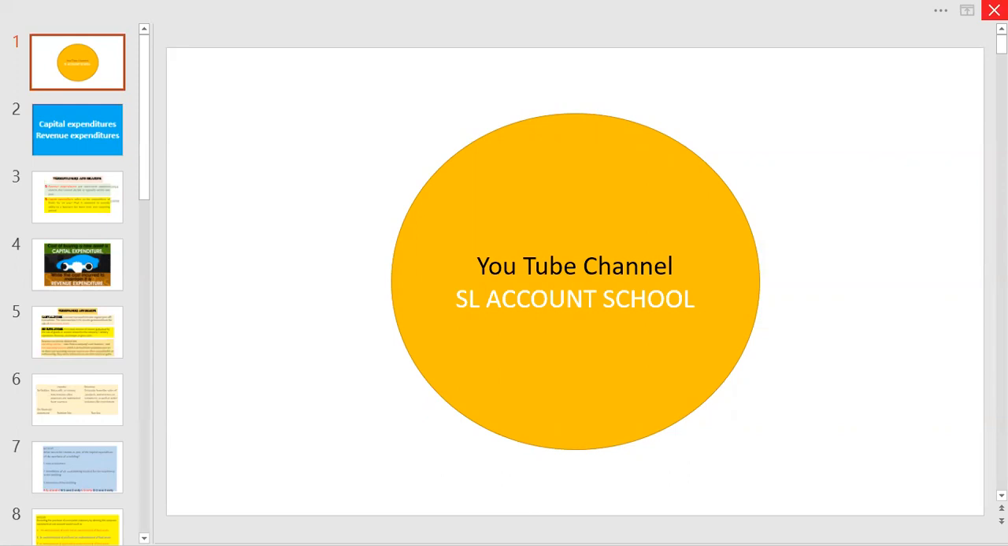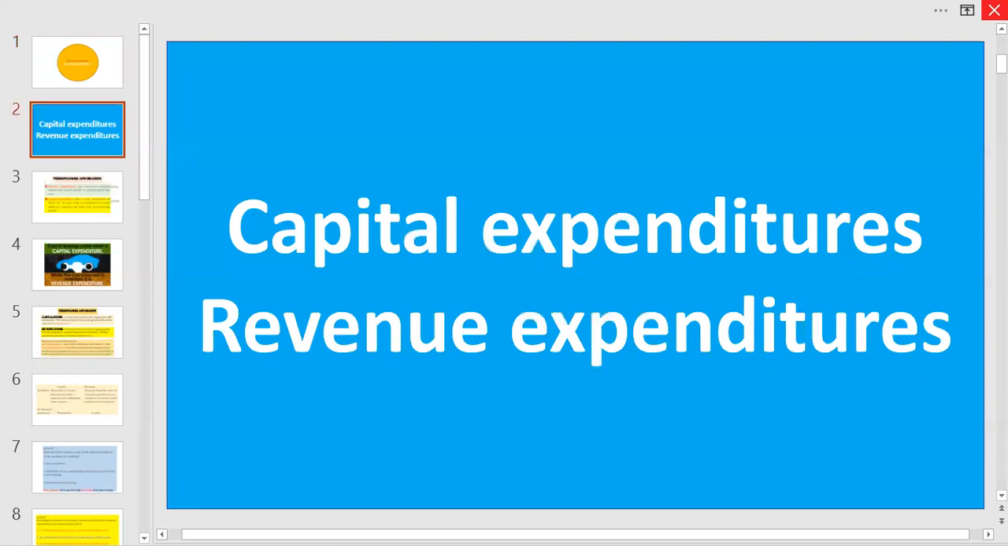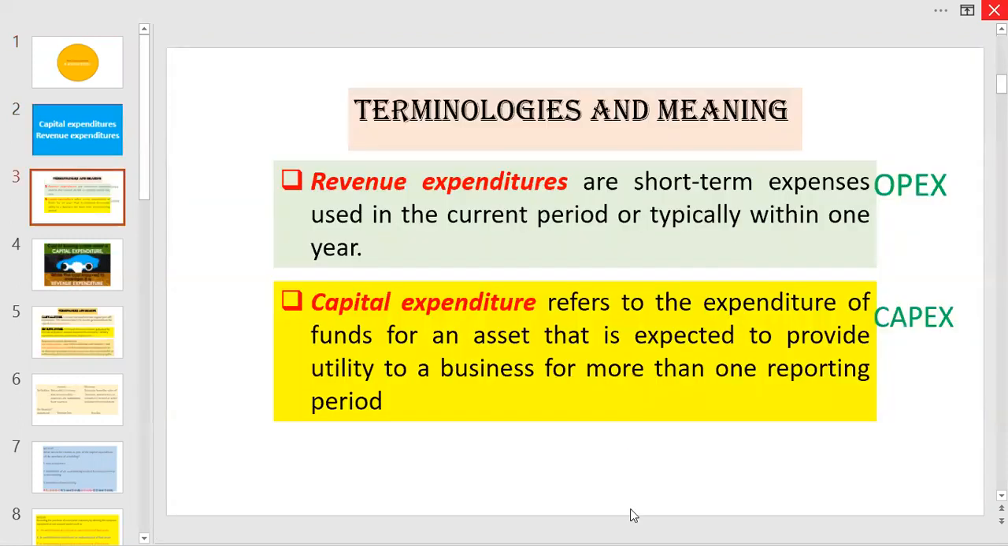Today's topic is the distinction between capital expenditure and revenue expenses. Capital expenditure is expenses made for the purchase of assets, fixed assets like furniture and fittings, machineries, motor vehicles, etc. And the other thing is that the benefit of which will be prolonged to more than one reporting period.